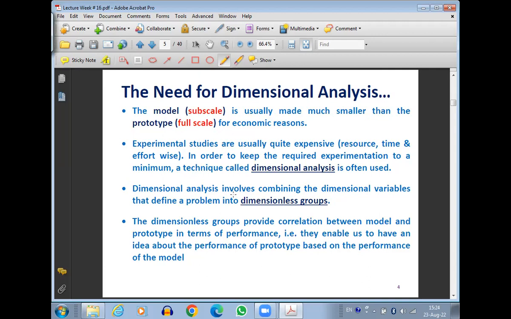Dimensional analysis involves combining dimensional variables that define a problem into dimensionless groups. So what we do is combine some of the dimensional variables and make a dimensionless group. The dimensionless groups provide correlation between model and prototype in terms of performance. They enable us to have an idea about the performance of the prototype based on the performance of the model.